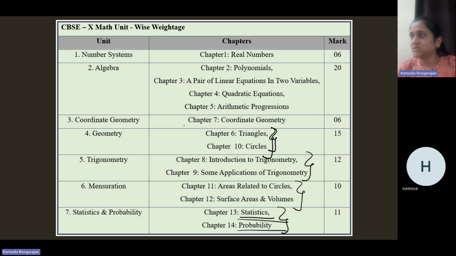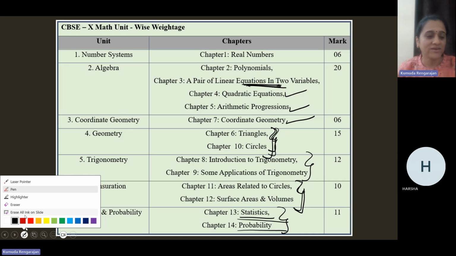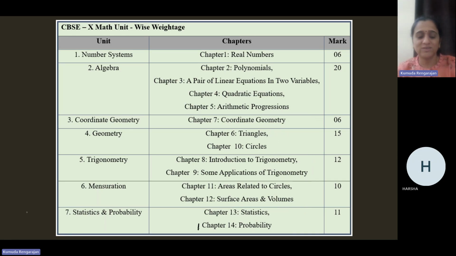So this can be challenging. Triangles and circles can be challenging. This one also is very vast. After areas related to circles and volumes and surface areas, I can say this one is easy. If you have to rate the chapters from easy to difficult, then maybe this is my rating, from less effort to most effort.